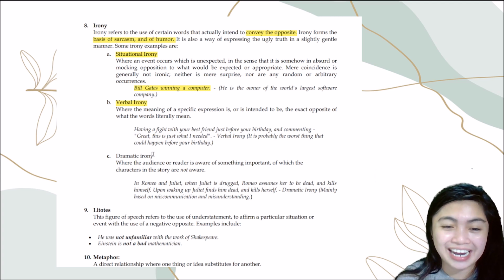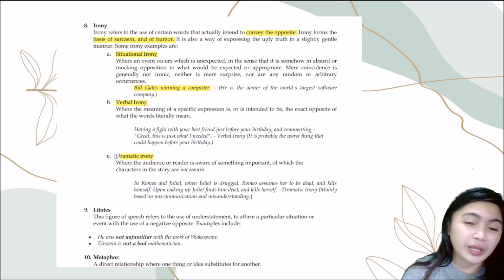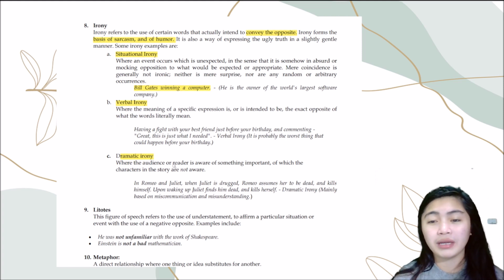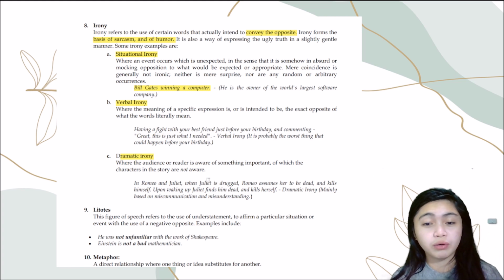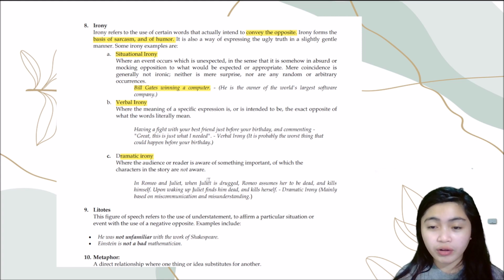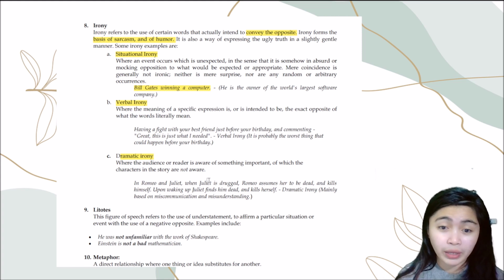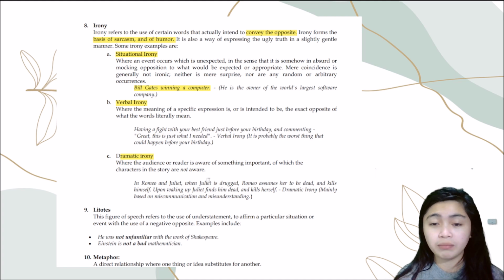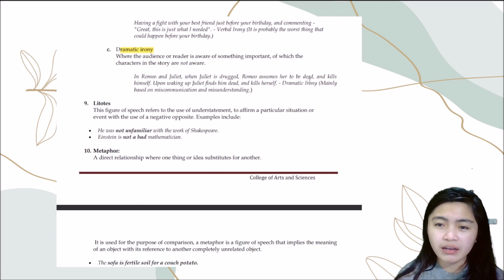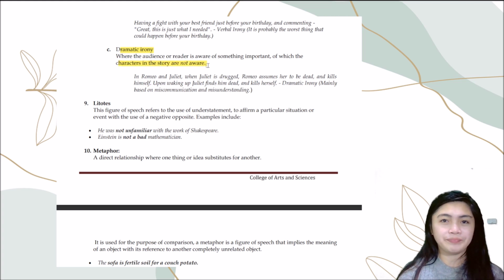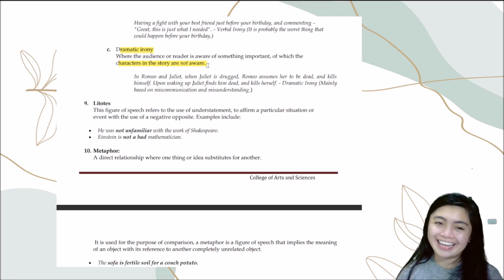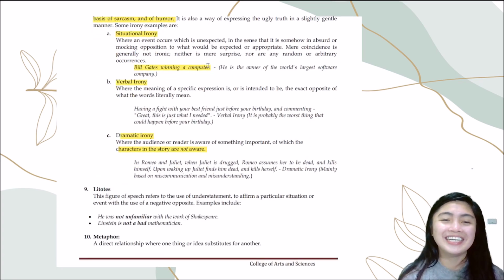Next, we have dramatic irony. So, this is when the audience or reader is aware of something important of which the characters in the story are not aware. Okay, so in Romeo and Juliet, when Juliet is drugged, Romeo assumes her to be dead and kills himself. So upon waking up, Juliet finds him dead and kills herself. So mainly, this is based on communication and misunderstanding. But, we as the audience or the reader, we know what is happening, but the characters in the story are not aware. Okay, that is dramatic irony. Yeah, sana naintindihan niyo yung irony.